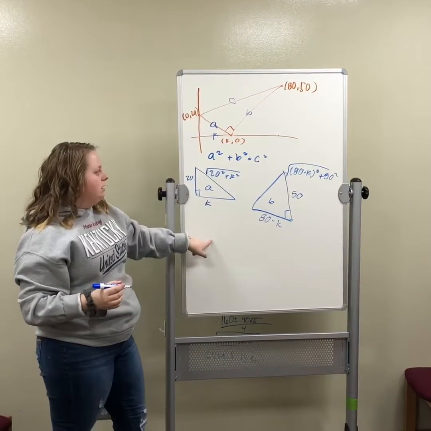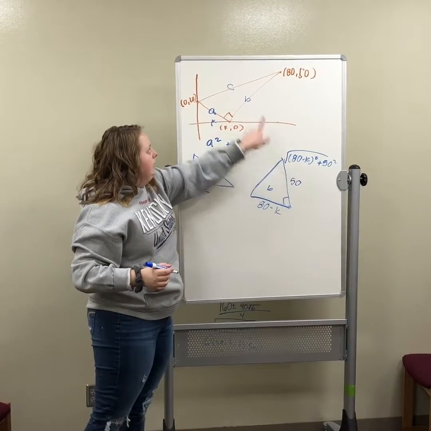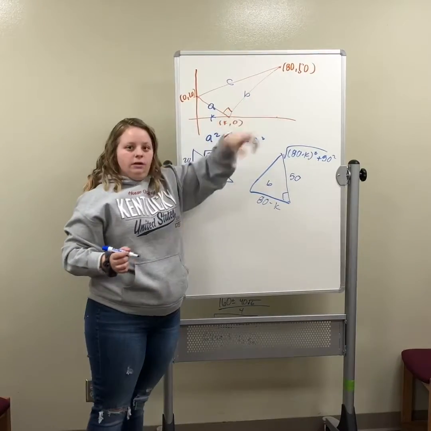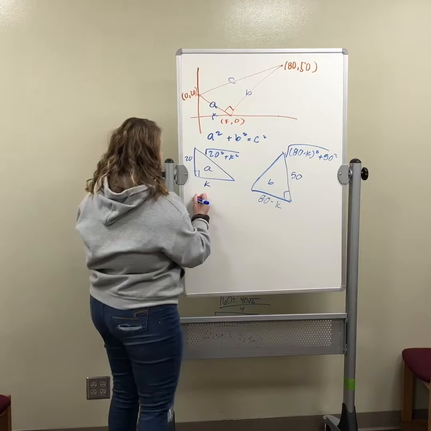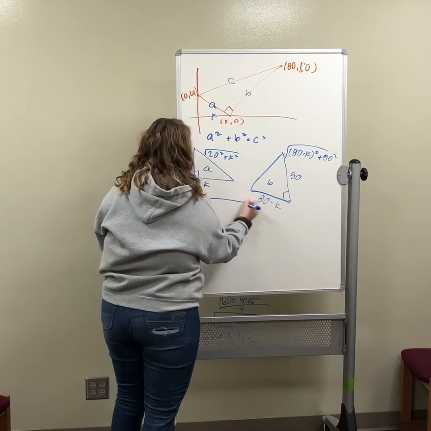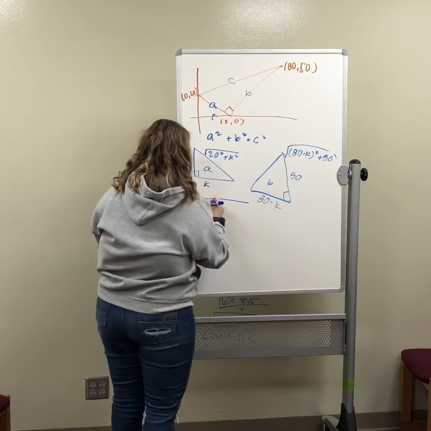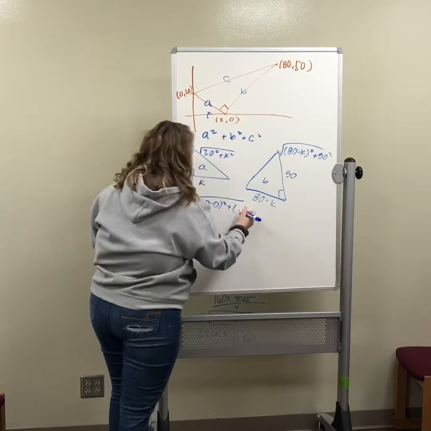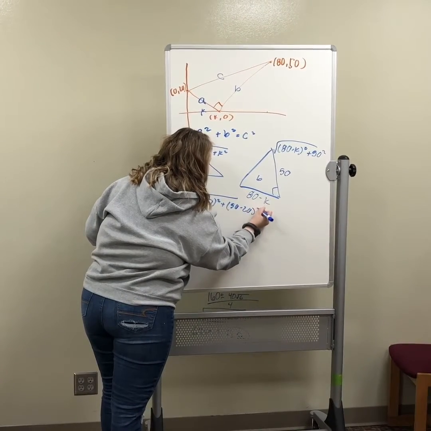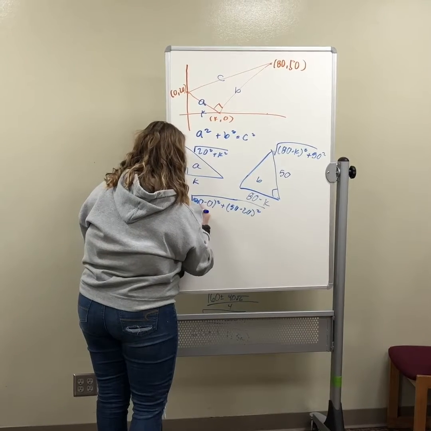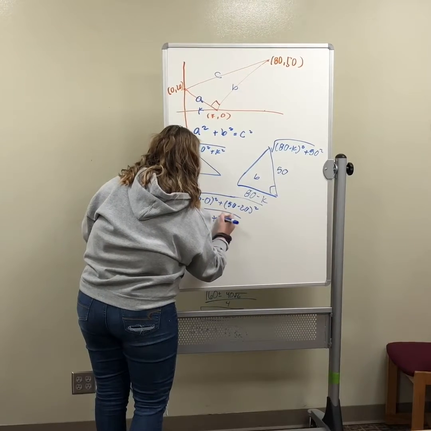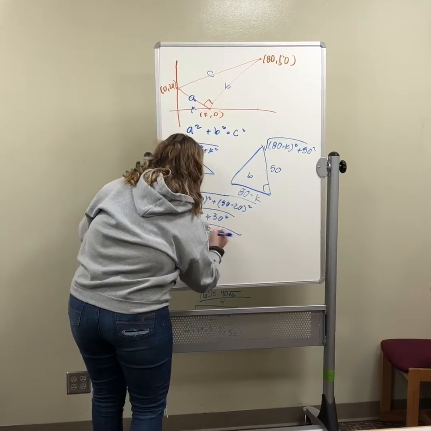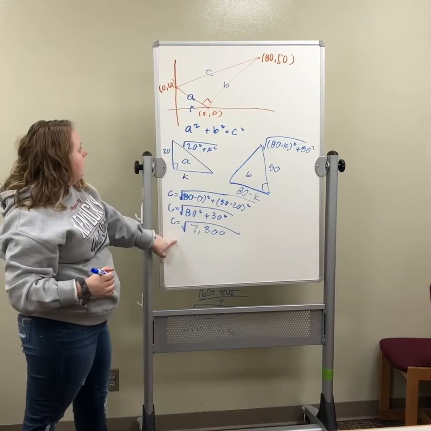Okay, so that gives us the b side, and then the c side is going to give us an exact value since these are numbers. So for c, c equals the square root of 80 minus 0 squared plus 50 minus 20 squared. That's going to equal 80 squared plus 30 squared, which gives us the square root of 7,300. Okay, so that is our answer for c.